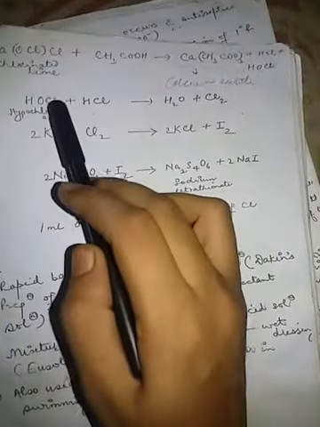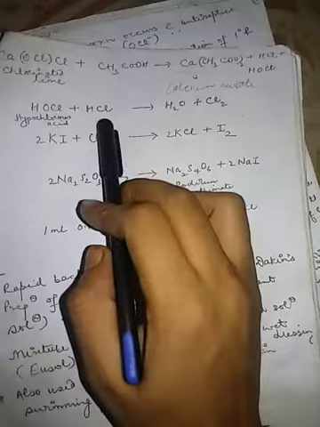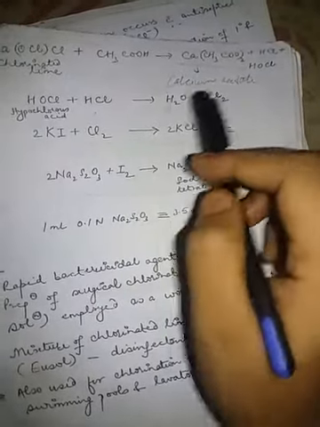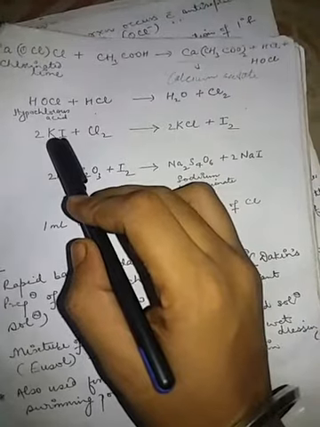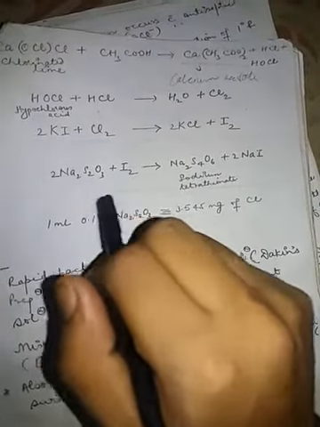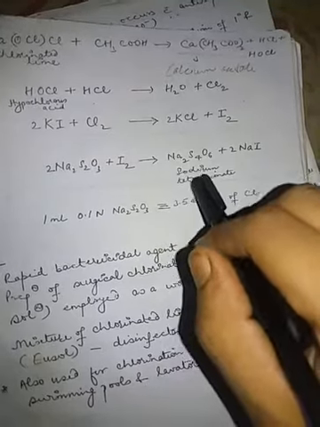Hypochlorous acid reacting with the hydrochloric acid, and we get chlorine. Here the chlorine displaces the iodine from the potassium iodide, and we get iodine. This iodine is reacting with the sodium thiosulfate, and what do we get? We get sodium tetrathionate.